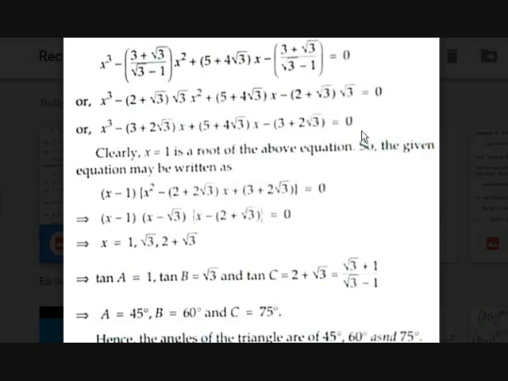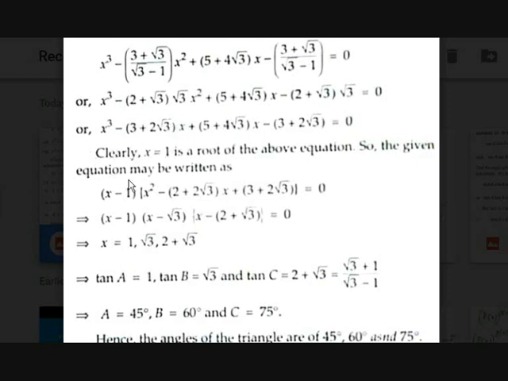If you observe carefully, what if we substitute x equal to 1? Then you will get 1 − (3 + 2√3) + (5 + 4√3) − (3 + 2√3), right? Or it is 6 + 4√3 − 6 − 4√3, or it is 0, right? So x equal to 1 is a root of the above equation.